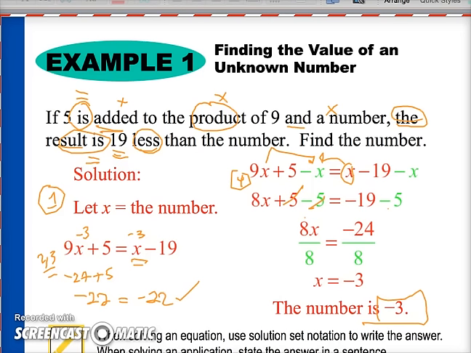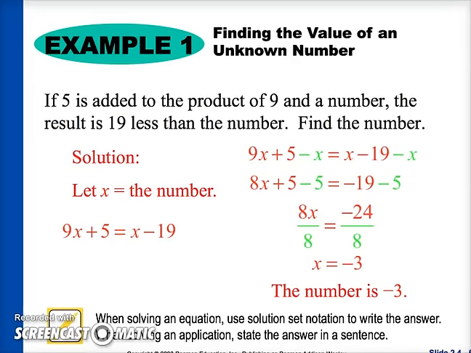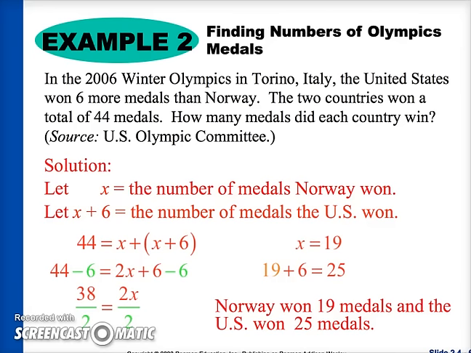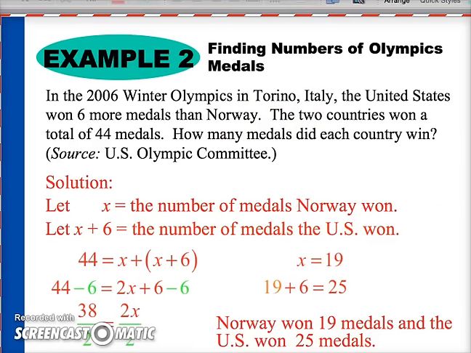Okay? Now let's look at a real life example here, more realistic. Okay? Here's a real life example here. Example 2. All right. Now we're trying to figure out what is the number of Olympic medals. Okay? So here's the problem. It says in the 2006 Winter Olympics in Toronto. So notice this is where the Winter Olympics took place in Italy. These are background information.